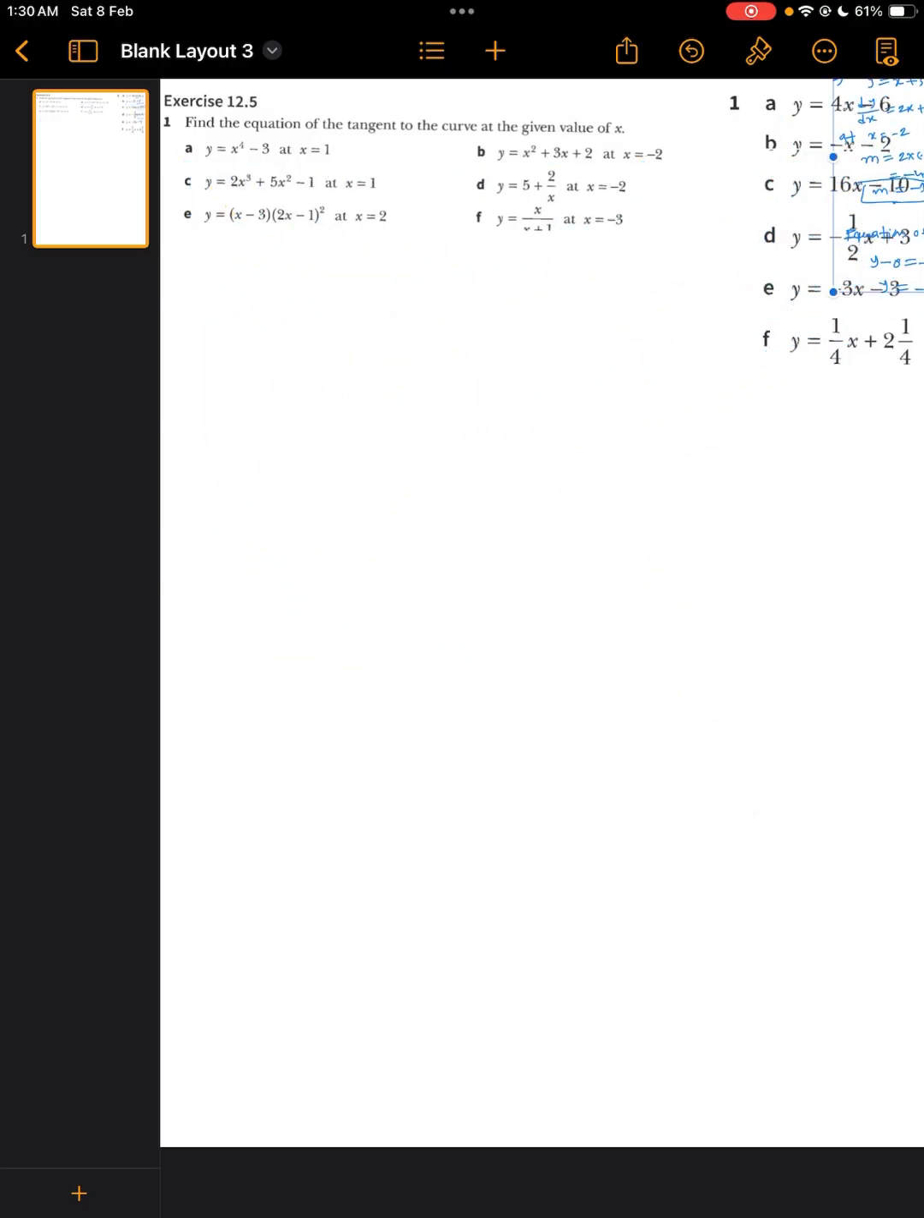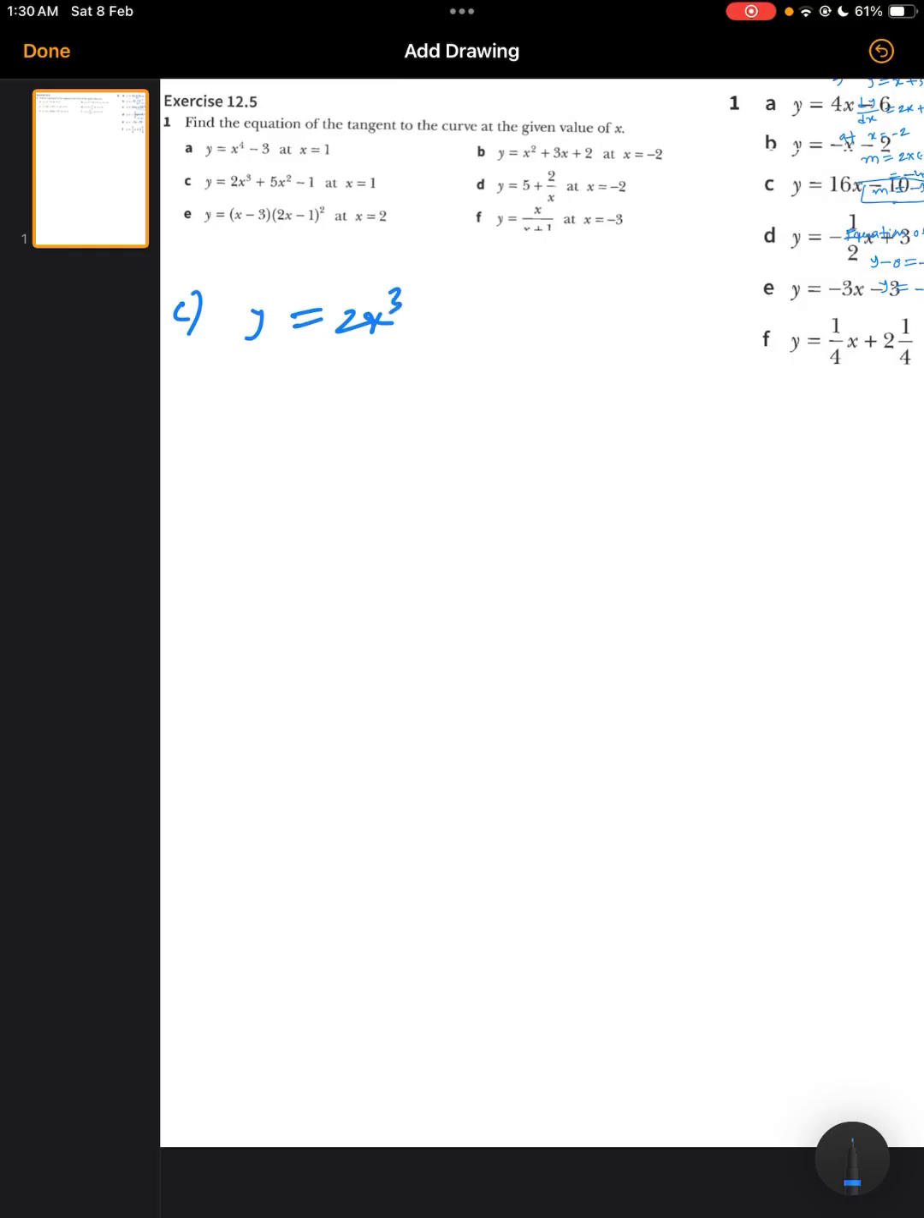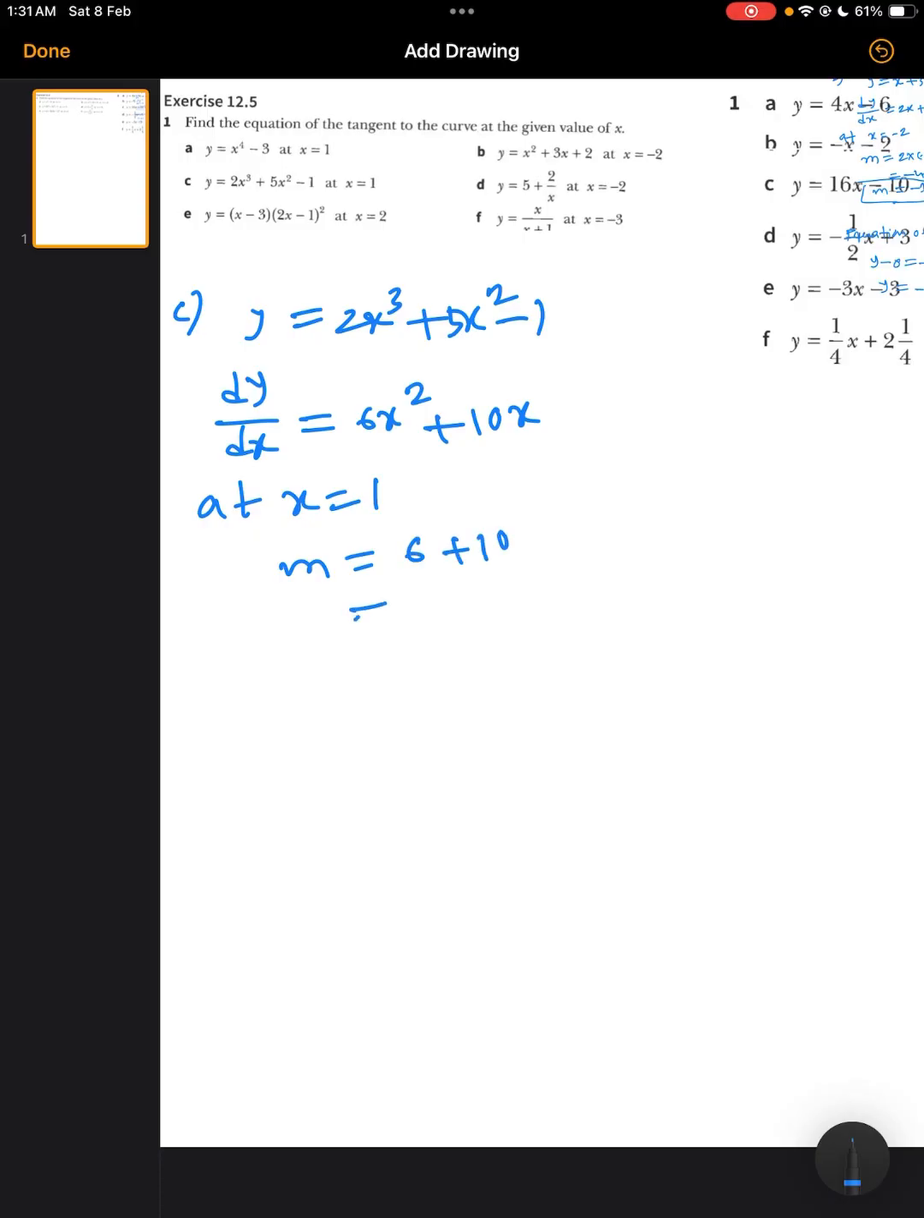Now our B is done. Now question C. y is equal to 2x cubed plus 5x squared minus 1 at x equal to 1. Okay. First thing first, we'll differentiate this. 6x squared plus 10x. At x equal to 1, the m value would be 6 plus 10, 16.